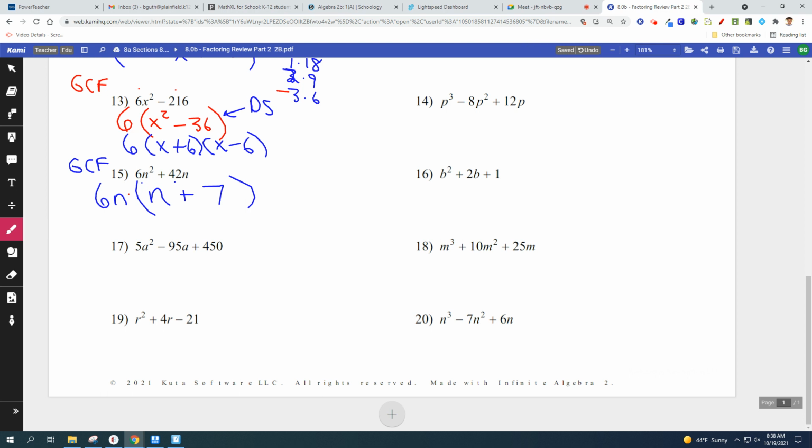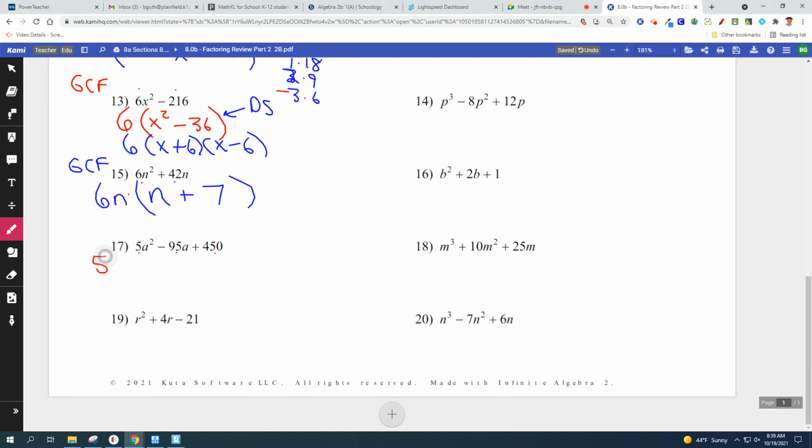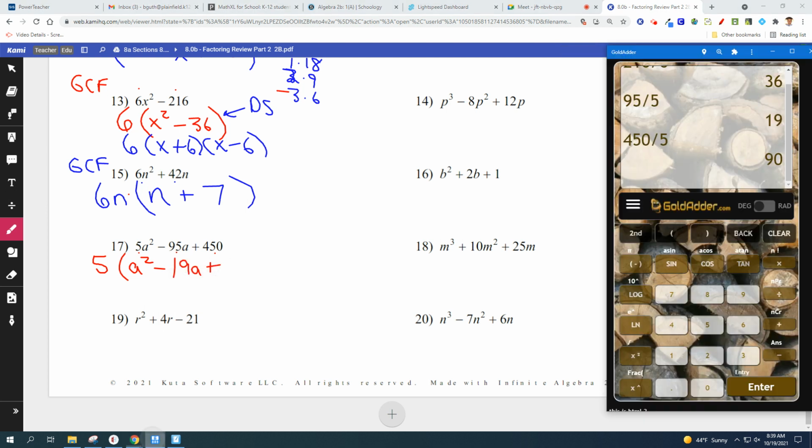Next one. Looks like a hard trinomial, but it'd be nice if it was a GCF. Are all three of these numbers divisible by 5? They are. They're all three divisible by 5. 95 divided by 5 and 450 divided by 5. This is going to be a GCF problem. GCF. So write down that 5 as your GCF. 5 times a squared minus 19a plus, what was it? 90.